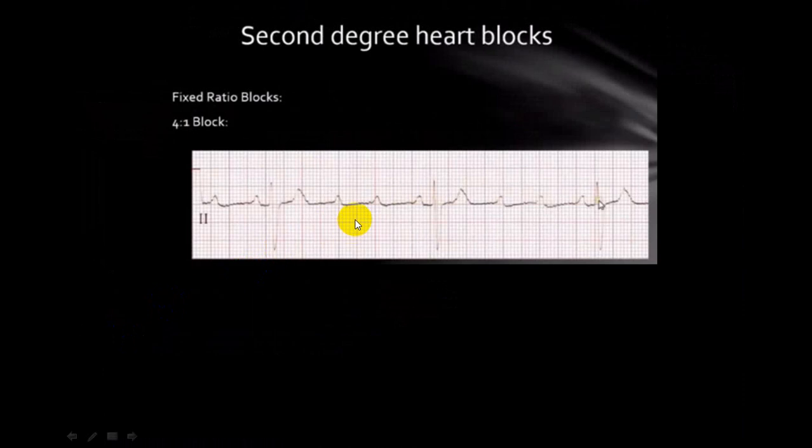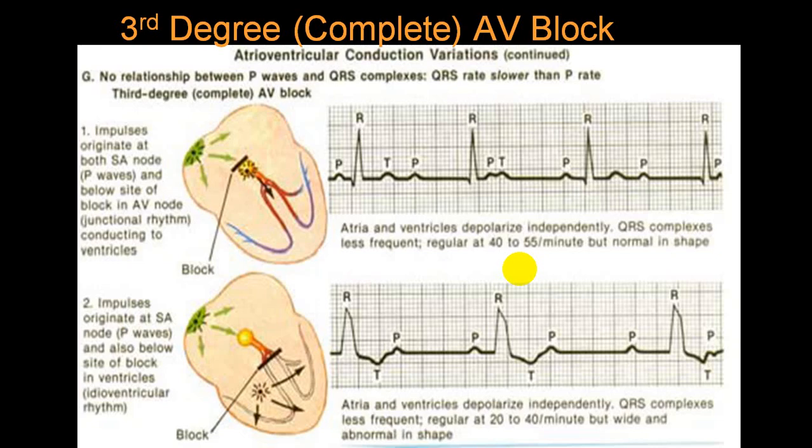This is another example showing you a 4:1 block. One P wave is here, second P wave is here, third P wave is here, fourth P wave is here. But you can see that here the PR interval is short, not prolonged. So this is a 4:1 block, but here the PR interval is normal. So this is a fixed block, but in this condition the PR interval is not prolonged. These are all examples of Mobitz type 2.